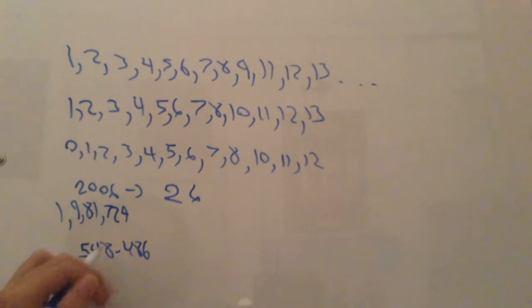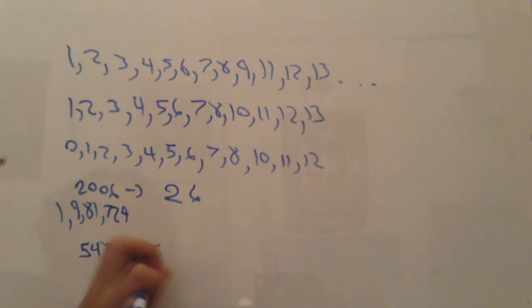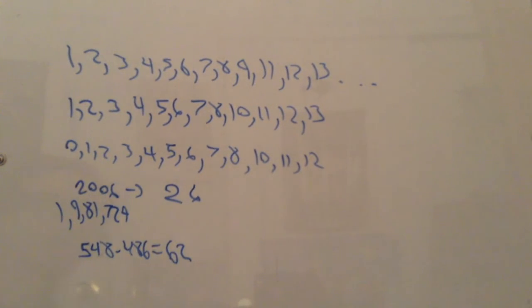And now we just look at this. This we subtract. So we got 54 minus 48, that's 6. 8 minus 6 is 2, 62. So we're 1 less than 63.